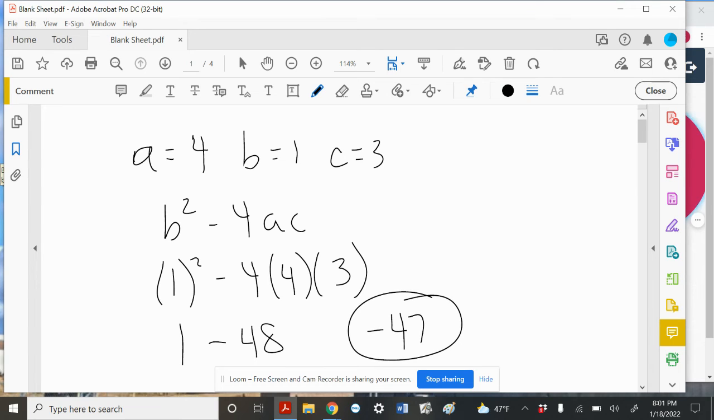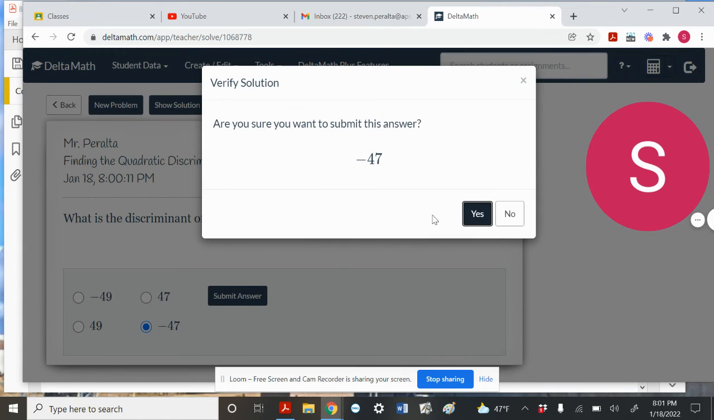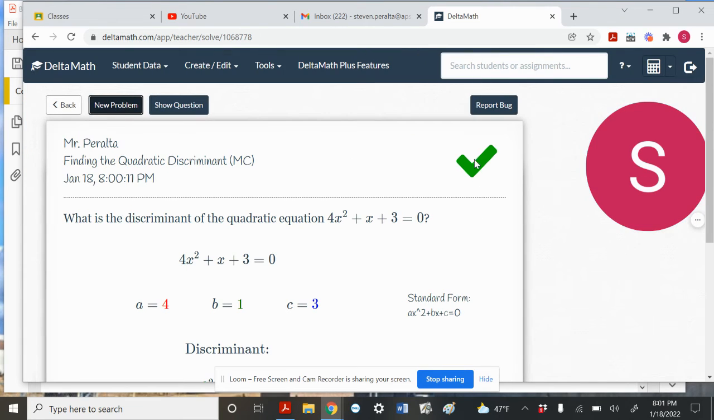So that's my discriminant. So if we go back over here to the problem set, negative 47 was the answer. I'm going to click submit. It's going to ask me if I want to do that. And of course I get it right. So that's what you're doing for the second set.